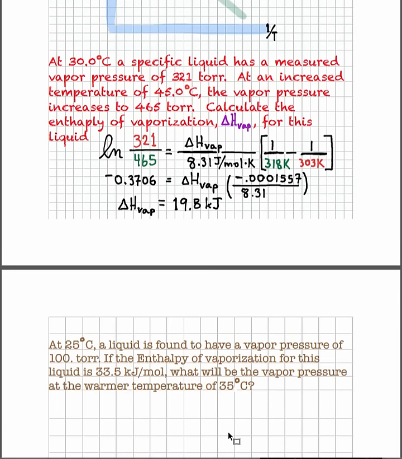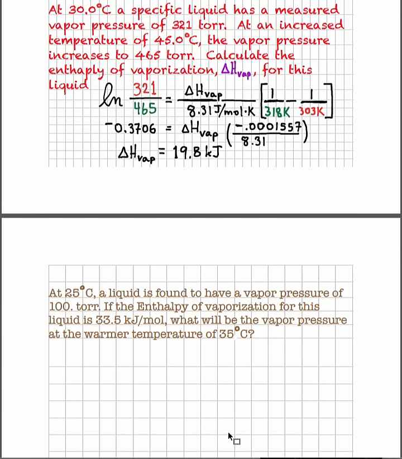Here's one for you to try. If you feel like pausing the video, it would be wise. Otherwise, you'll have to do it again later sometime with another question, but feel free. We'll see it in discussion and such, I think. At 25 degrees, I have 100 torr vapor pressure. The enthalpy of vaporization, 33.5 kilojoules. What's the vapor pressure at 35 Celsius?